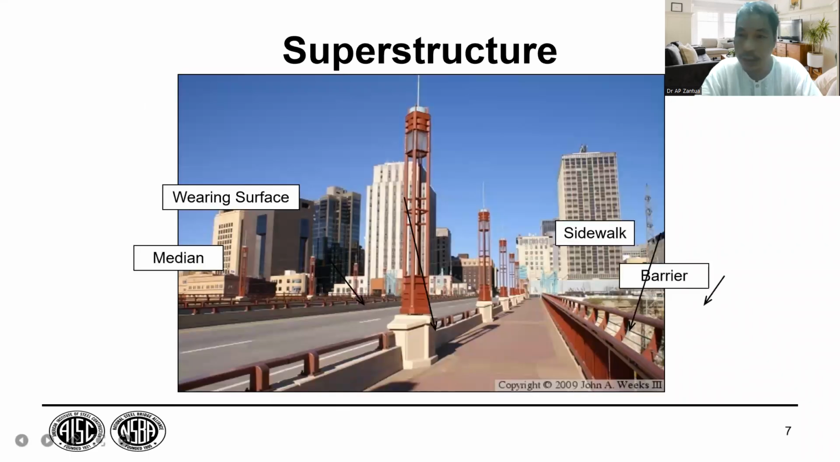Superstructure. This is a pictorial view of that diagram. So we have what? Median. What do you mean by median? That is the island, in our country we call it island. That is the median. So where is the wearing surface? This is the wearing surface. Wearing surface for cars. This is wearing surface for what?